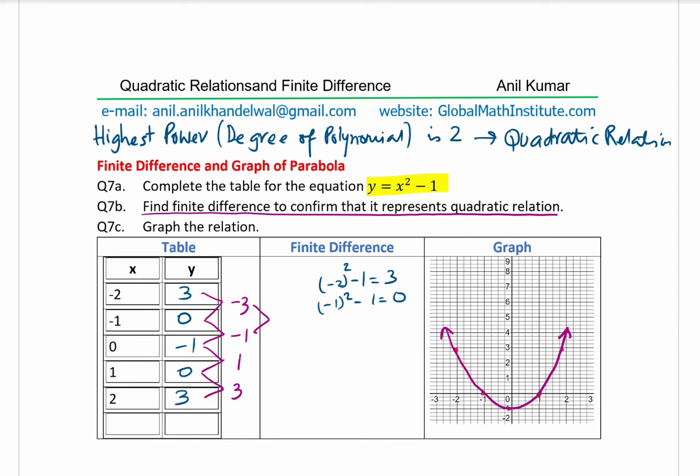Now let's find the second difference. Minus 1 take away minus 3 becomes plus 2, and 1 minus minus 1 is also 2, and 3 minus 1 is also 2. So we confirm that the second finite difference is constant. Clear? Now, that second finite difference relates to the equation x squared, and that confirms that it is a quadratic relation.